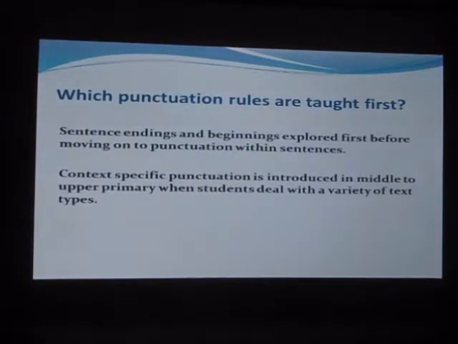Students are first introduced to the use of punctuation for boundaries through the beginnings and endings of sentences. They are taught how sentences must begin with capital letters and end with a mark, either a full stop, exclamation mark, or a question mark.